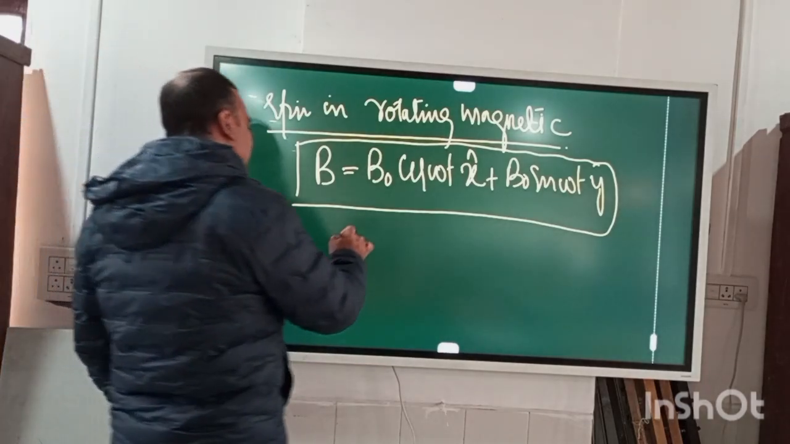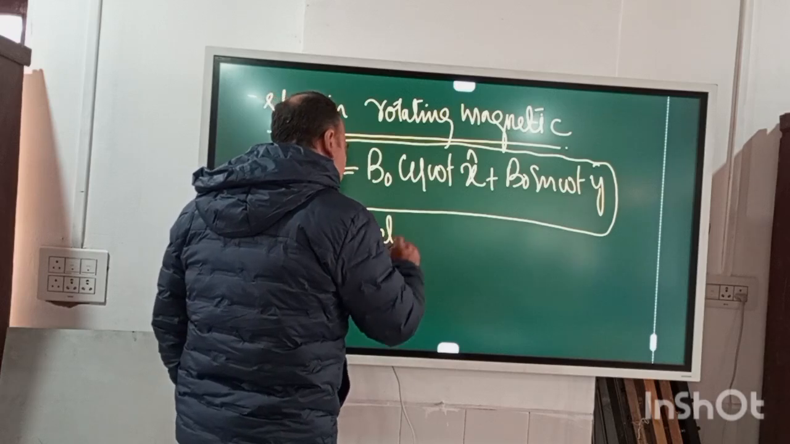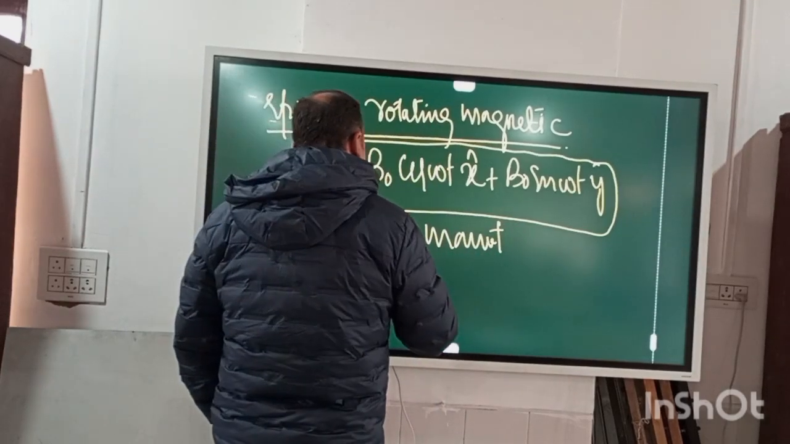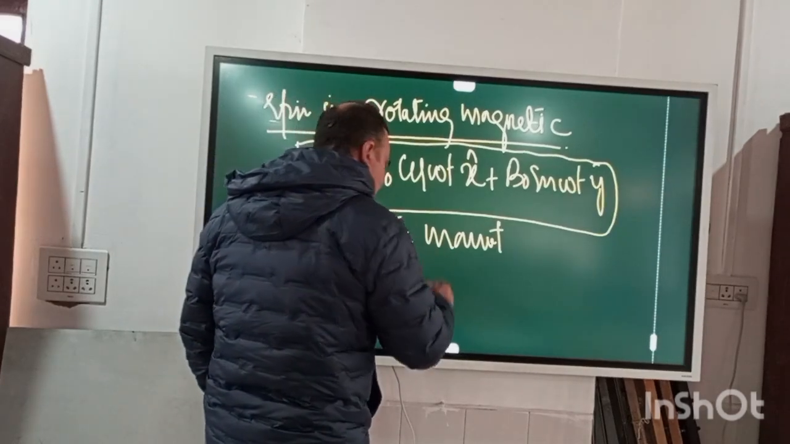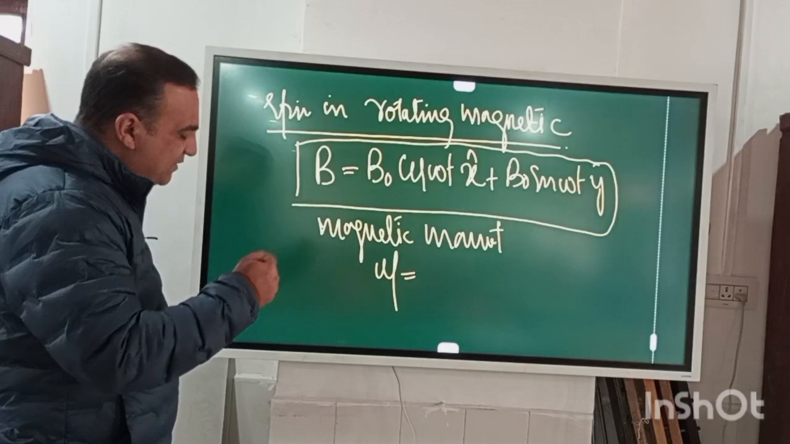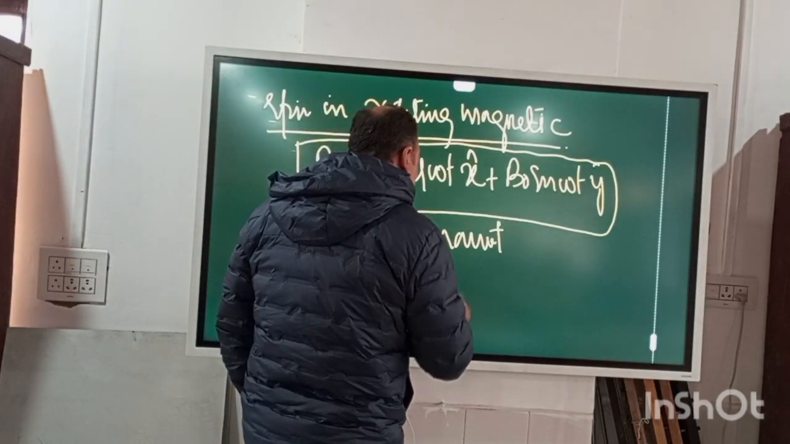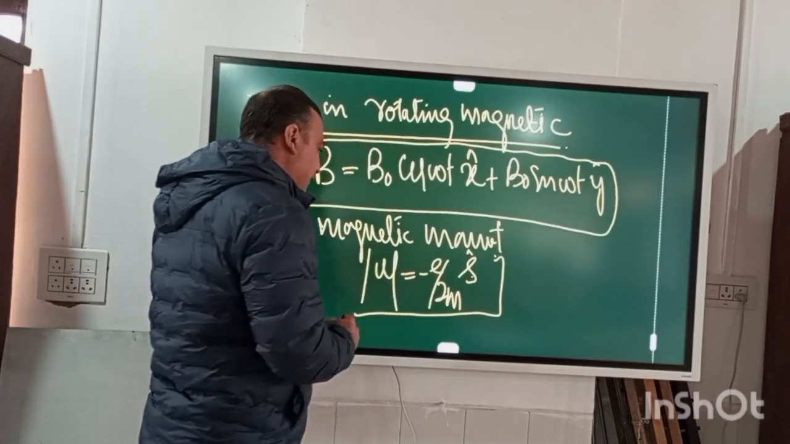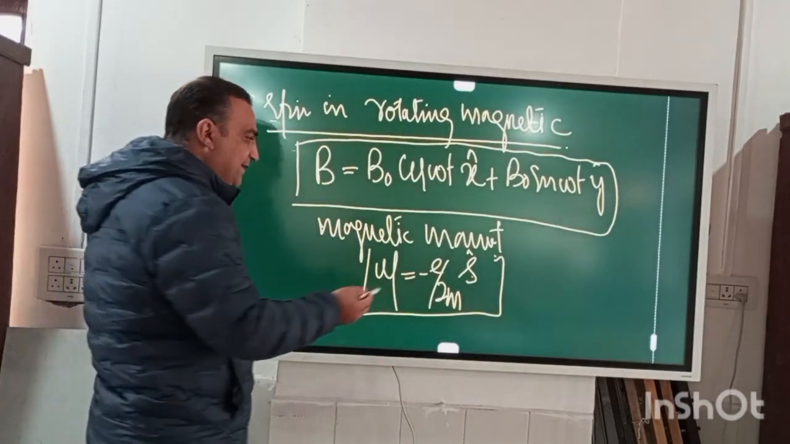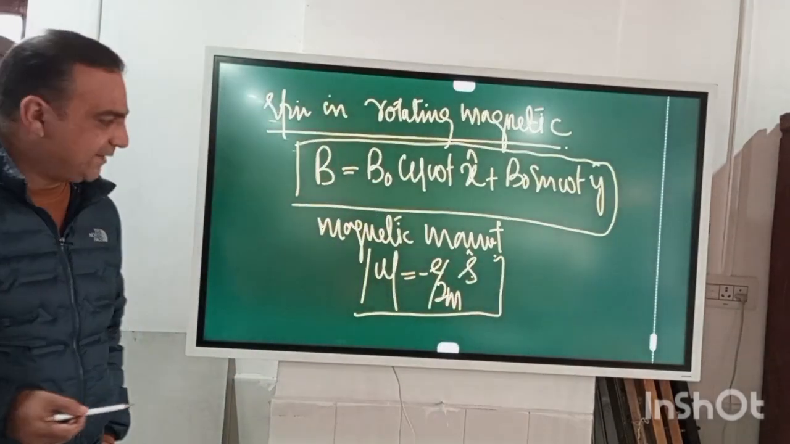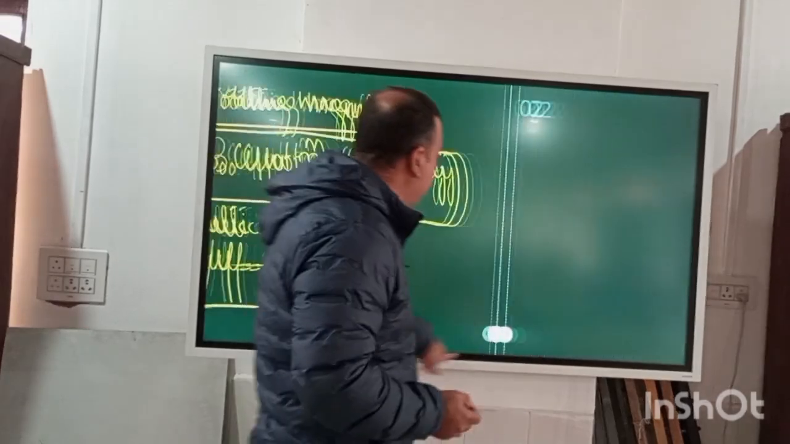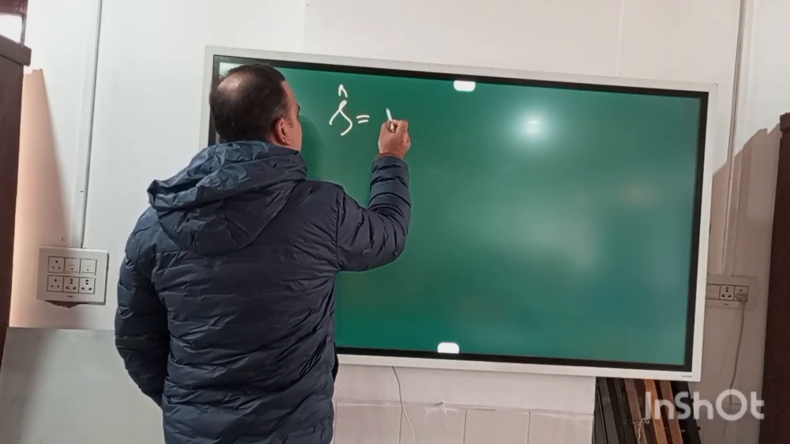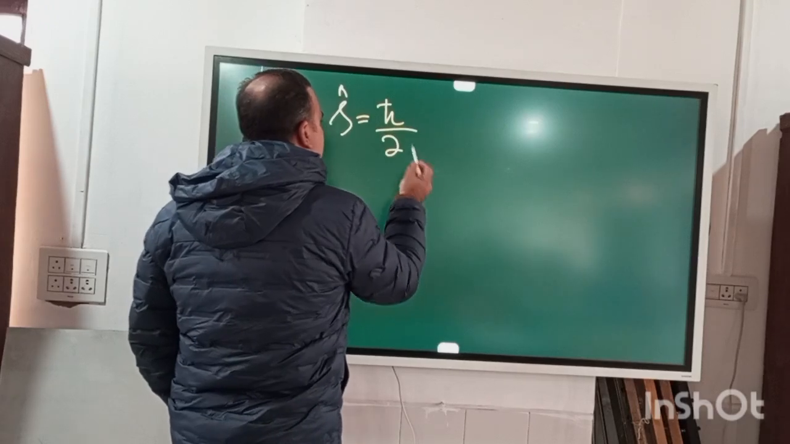I'll start with the definition of magnetic moment, the magnetic moment of the electron, mu. There is a relation between the magnetic moment and the spin: mu equals minus e by 2m times s, where e is the charge of the electron, m is its mass, and s is the spin operator. This spin operator s cap is nothing but h bar by 2 sigma.